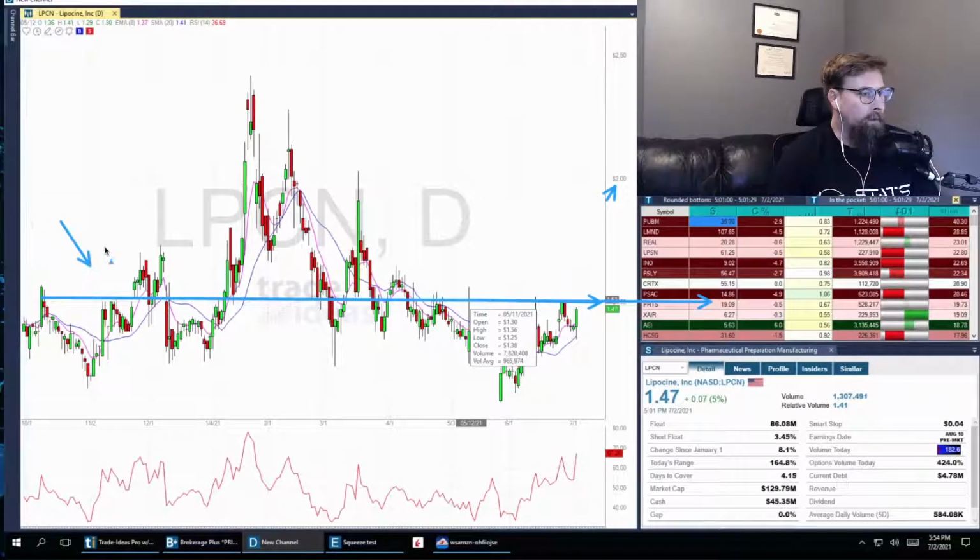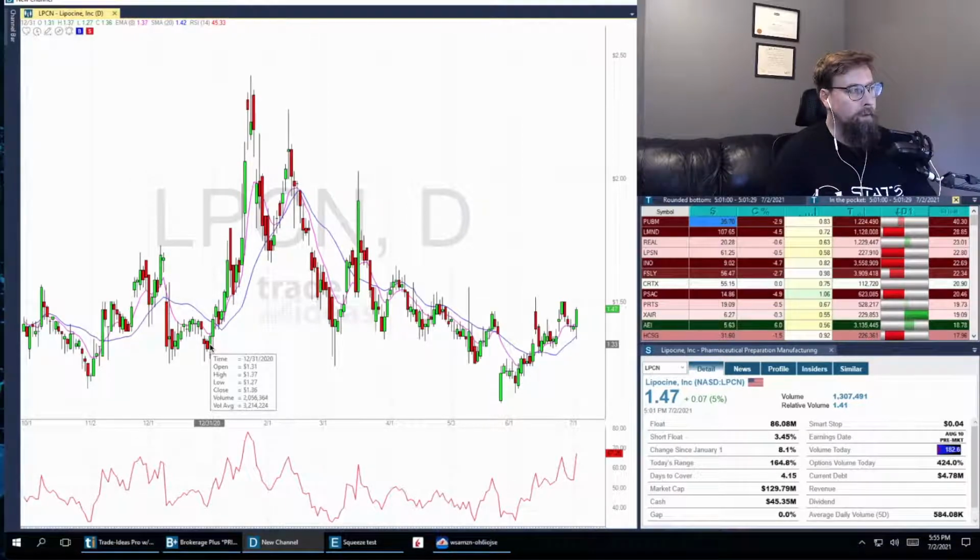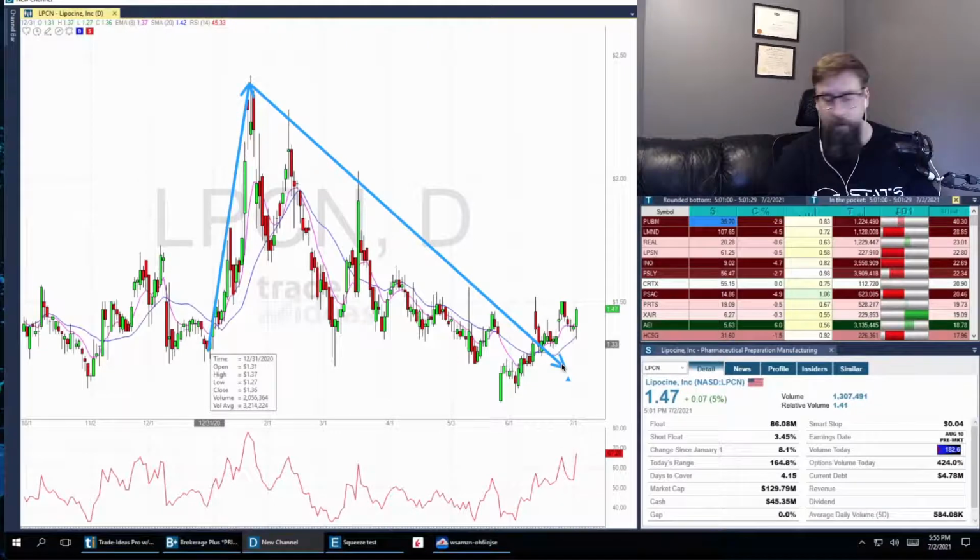It's stopped here a couple times at 1.50. It's hit here at 1.50. It's hit there at 1.50. So unless it broke and cleared 1.50, I would be wary. Plus, anytime I see this pattern of a big spike and then a sell-off after that spike, that's bag holders, right? There's a lot of people bag holding from there.